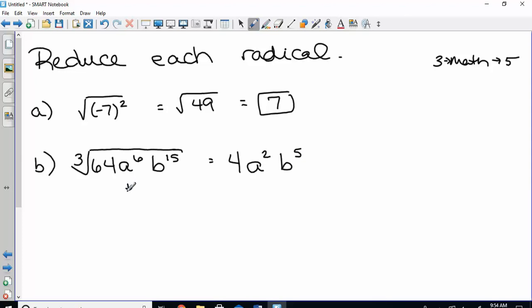Now another way to think about that. If you wrote this in rational form, that's a to the 6 over 3 power, and 6 divided by 3 is 2. With your b's, that's like b to the 15 divided by 3, and 15 divided by 3 is 5. So different ways to think about it, whatever makes the most sense to you.